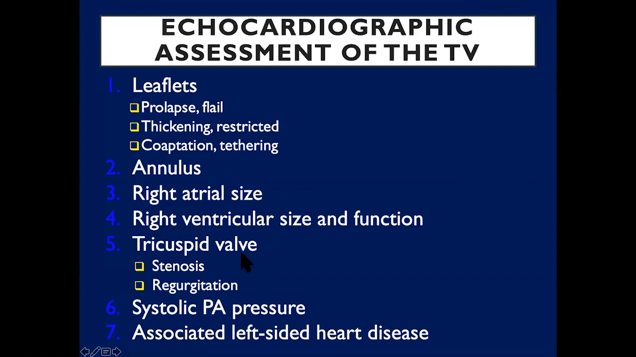We look at the tricuspid valve itself, look for any evidence of tricuspid stenosis or regurgitation. We measure the systolic PA pressure, and we look for any associated left-sided heart disease. Now, both 3 and 4 are covered by other lectures in this series, and both 6 and 7 are also covered elsewhere. So we will focus really on 1, 2, and 5.